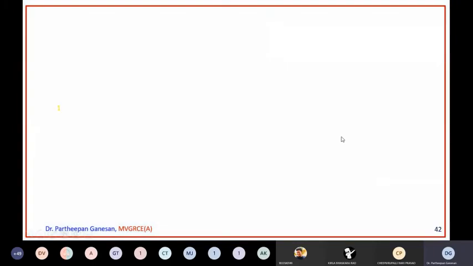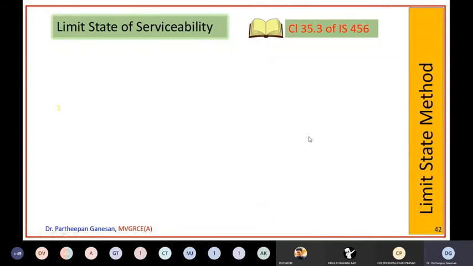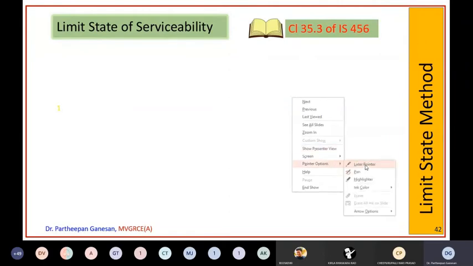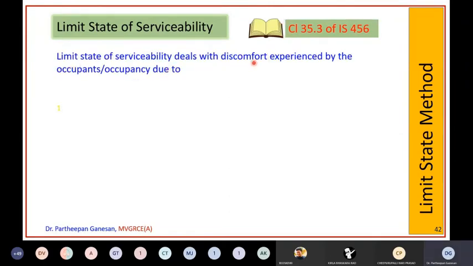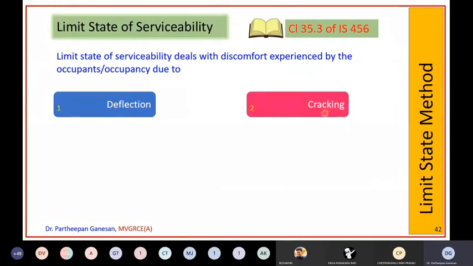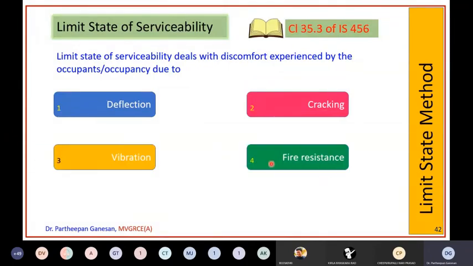Now, what is limit state of serviceability? 35.3 gives it. So 35.3 says limit state of serviceability deals with the discomfort experienced by the occupants due to deflection, discomfort due to cracking in the structure, discomfort due to vibration in the structure, and discomfort due to fire resistance. Even for lesser heat the structure may become very hot, and that also becomes uncomfortable to live in the building. So these are the aspects of limit state of serviceability. All these will be taught.